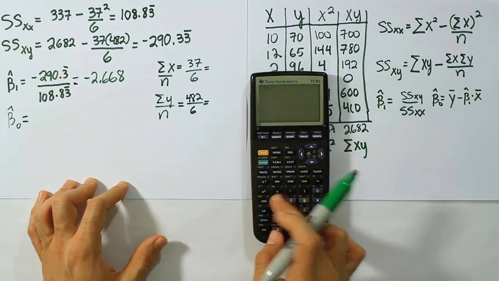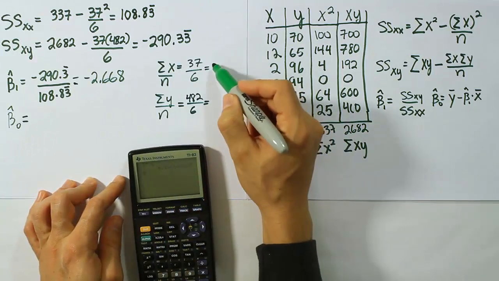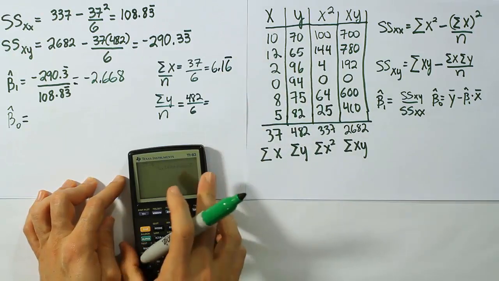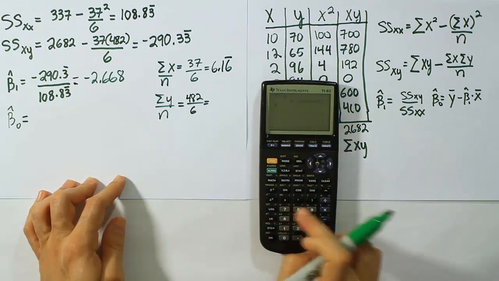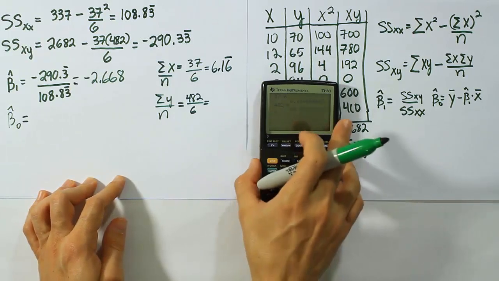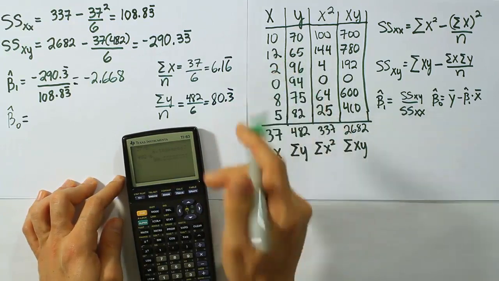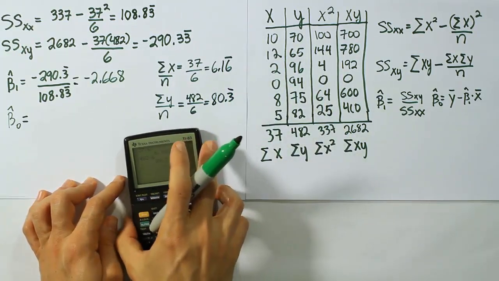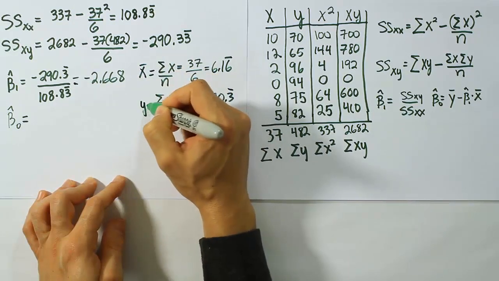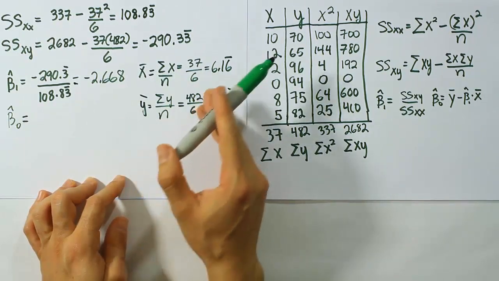Okay, so 37 divided by 6 ends up producing the answer 6.16 repeating. And then if we do 482 divided by 6, we get the answer 80.3 repeating. All right, so those are our sample x bar and y bar values, right? So x bar and y bar are the average x value in my list and the average y value in our list.